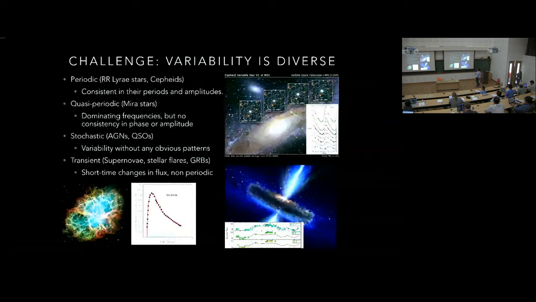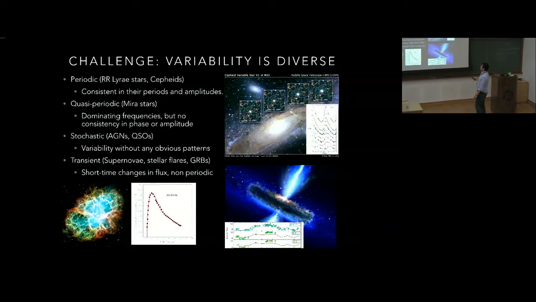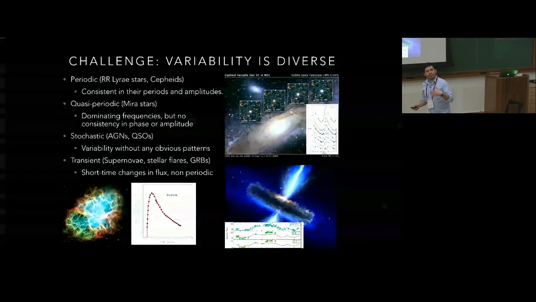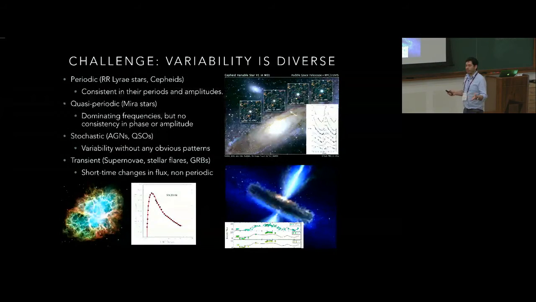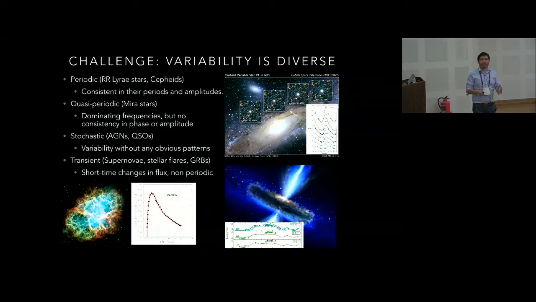But of course, there's the challenge that each variable source is different and we have different types of variability in the sky. So we can have something like Cepheids or RR Lyrae that are periodic, in the sense that they are consistent in their periods and amplitudes, so you can easily model them. They are usually used as standard candles, so they can be used to estimate distances in the universe and are very important for cosmology studies. There are also quasi-periodic variations, like Mira stars, where there are dominant frequencies, but there is no consistency in either phase or amplitude or both.